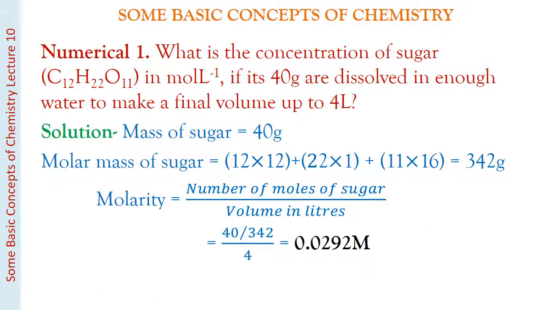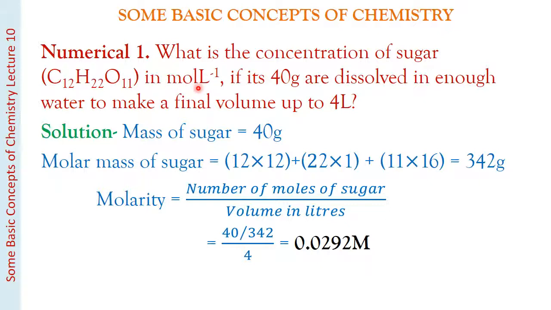So now we will quickly do a few numericals based on these concentration terms so that you understand the meaning of these concentration terms and how to utilize them. The first question says, what is the concentration of sugar in moles per liter if 40 gram is dissolved in enough water to make a final volume of 4 liters? So basically you are supposed to find the concentration of sugar in moles per liter.